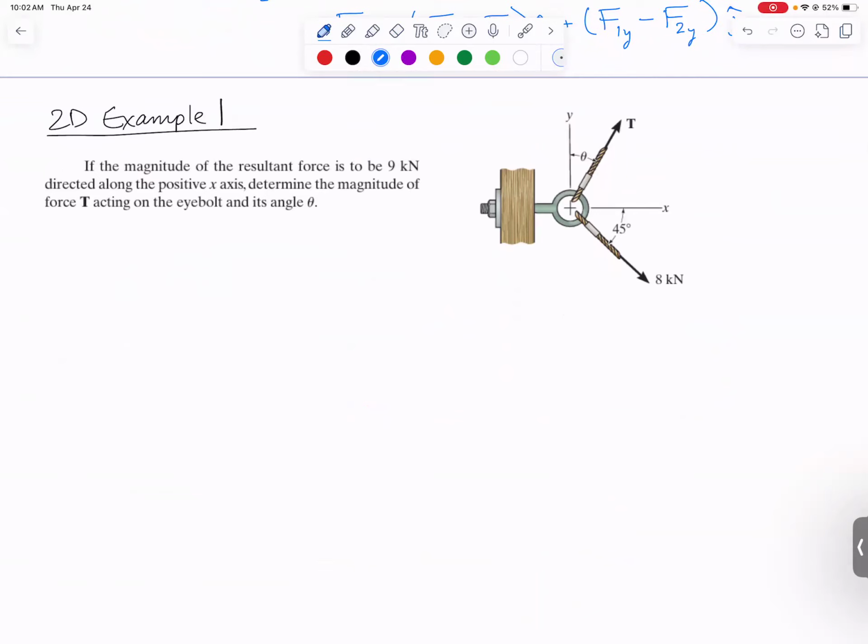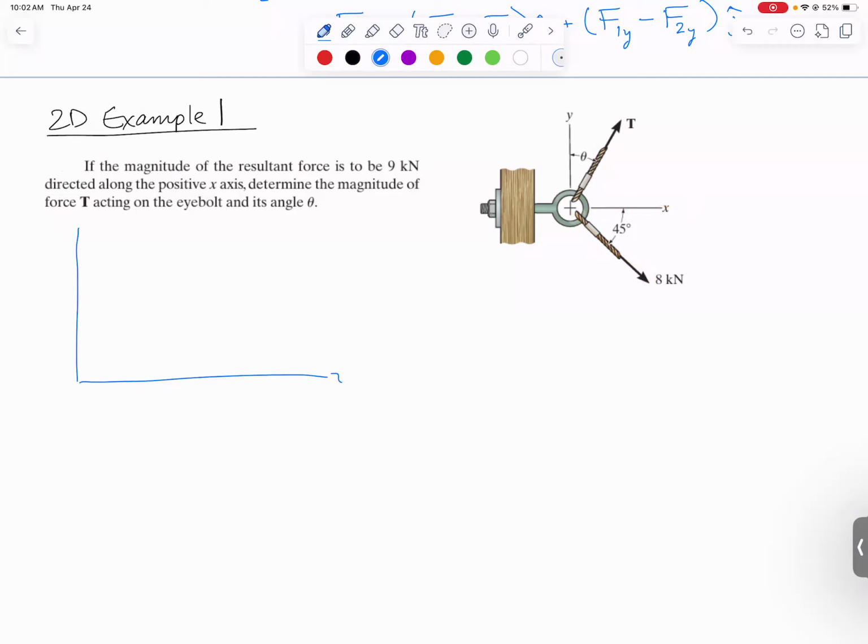First, we're going to solve it using a triangle and law of sines and law of cosines. So let's read the problem. It says the resultant force, we want the magnitude to be 9 kilonewtons and we want it to be pointed straight to the right. So we're supposed to solve for T and figure out at what orientation it needs to act so that when you add it up with this 8 kilonewton force, the result is a 9 kilonewton force straight to the right. So let's draw a little sketch.